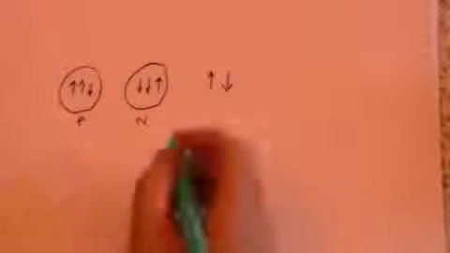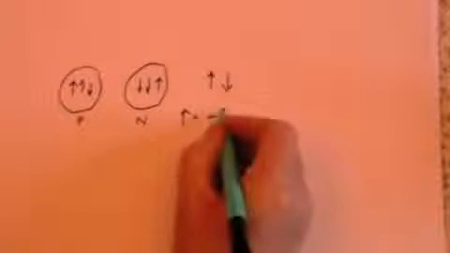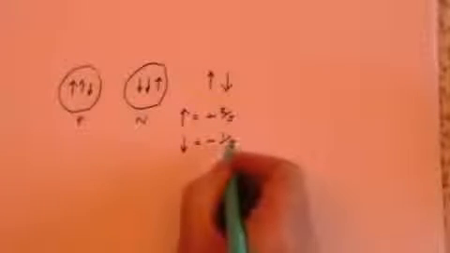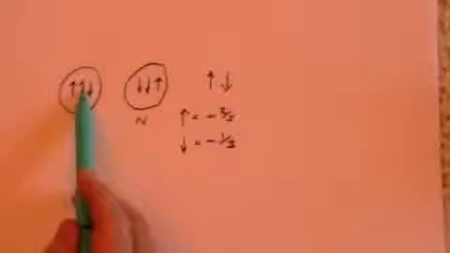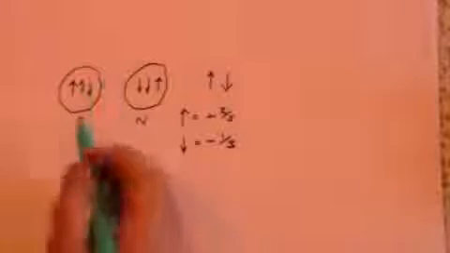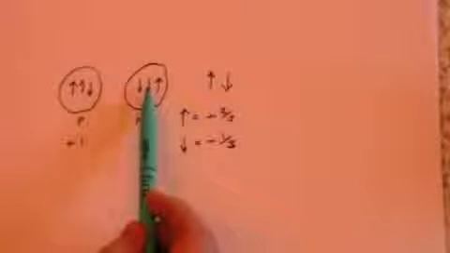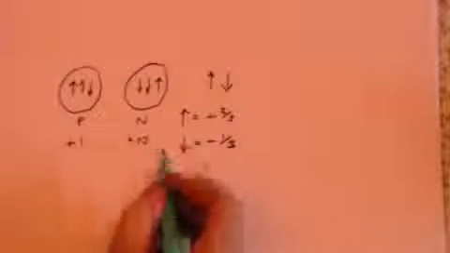An up quark has a charge of plus 2/3. A down quark has a charge of minus 1/3. So a proton has a total charge of plus 2/3 plus 2/3 minus 1/3, which equals plus 1. The neutron has a charge of minus 1/3 minus 1/3 plus 2/3, which equals 0.